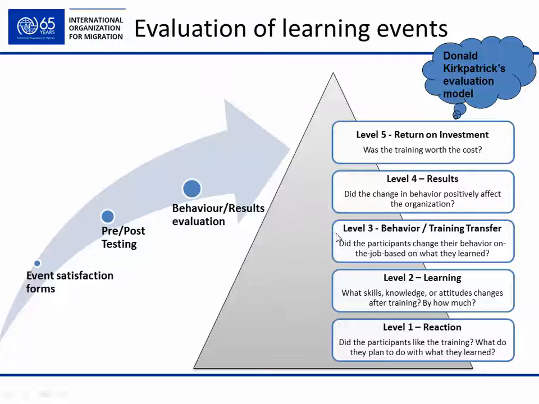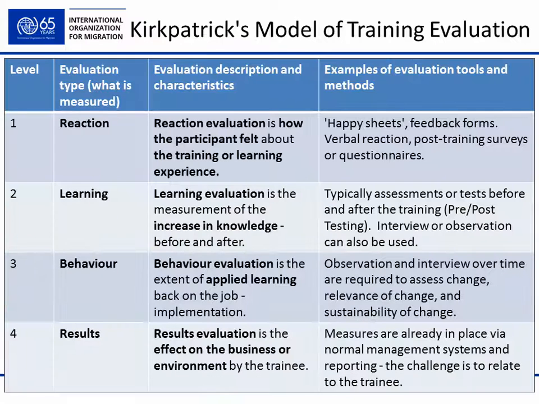At level 3, behavior training transfer, we ask the question, did the participants change their behavior on the job based on what they learned? And level 4 results, did the change in behavior positively affect their organization? This can be done through behavior results evaluation. Sometimes level 5 is added, called return on investment. And the question is, was the training worth the cost? That's a detailed description of Kirkpatrick's model of training evaluation. You can stop here to read it in full, or you can download the presentation and read it again.